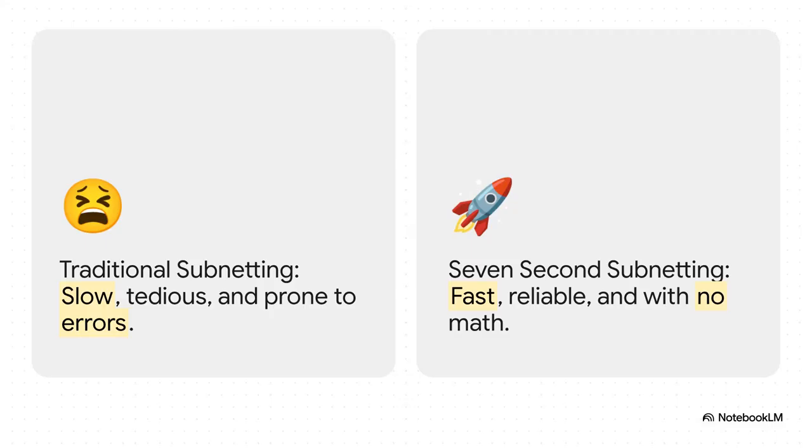So let's just look at the old way versus the method we're talking about today. Traditional subnetting, it's slow, it's tedious, and it's notoriously easy to mess up. But this 7-second subnetting method, it's fast, it's super reliable, and this is the best part, there's almost no math involved. We are talking about a total game changer, especially when you're in a high-pressure exam.